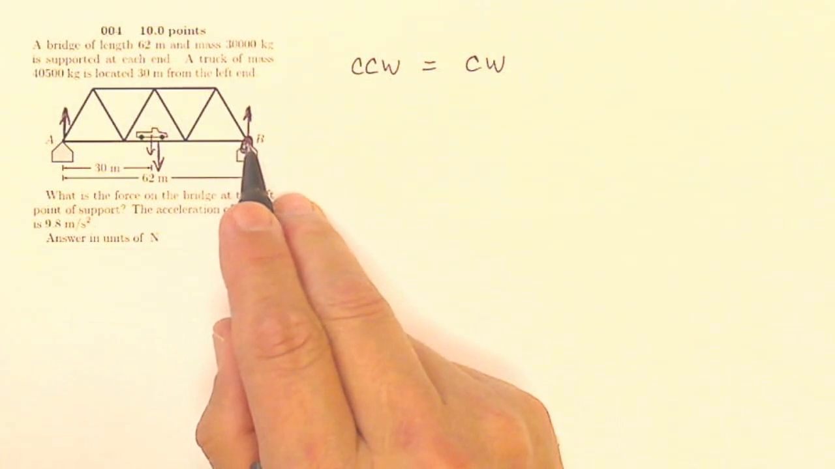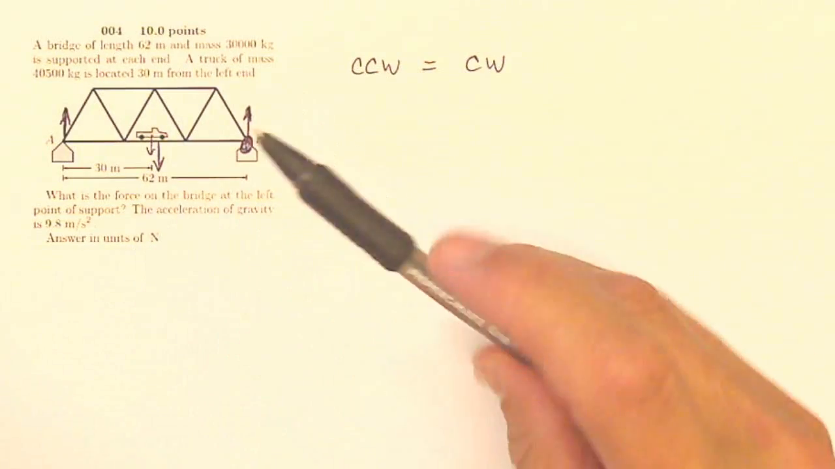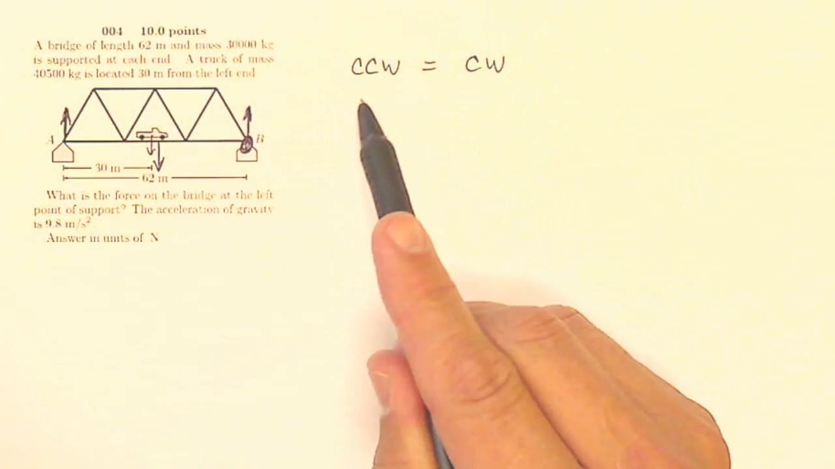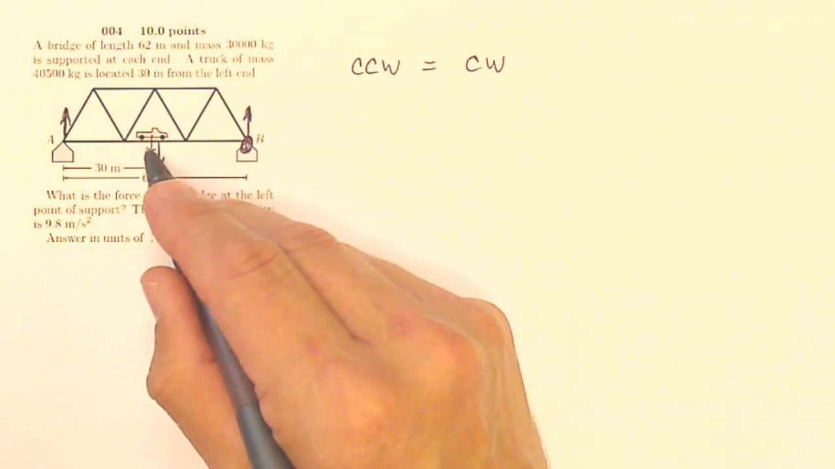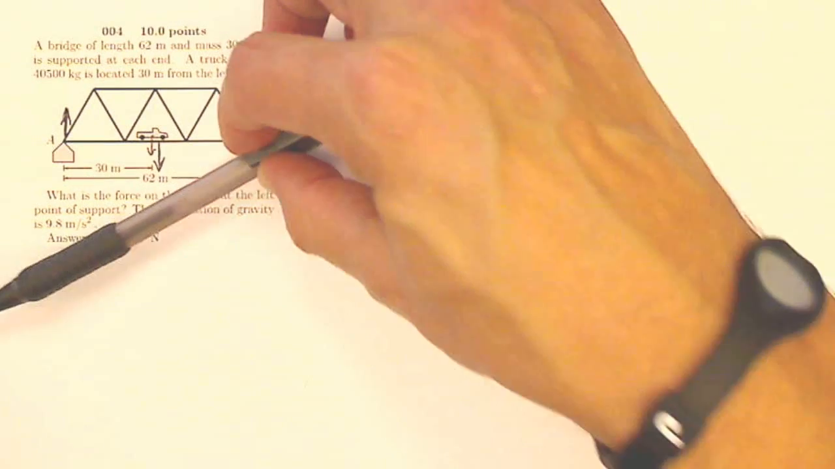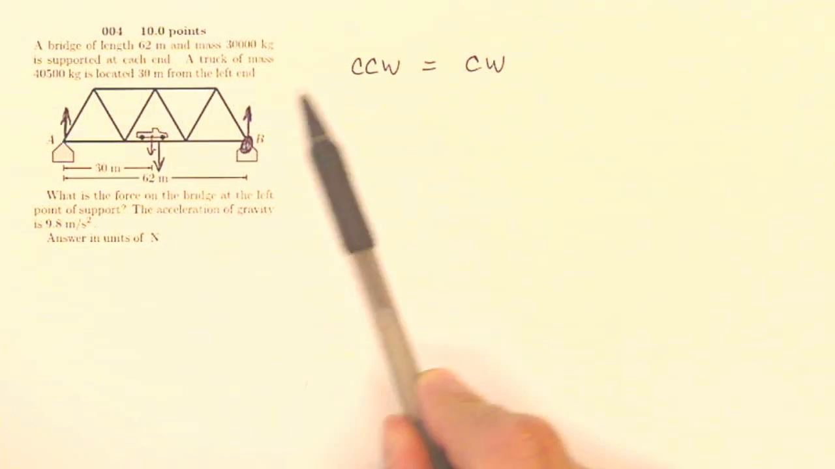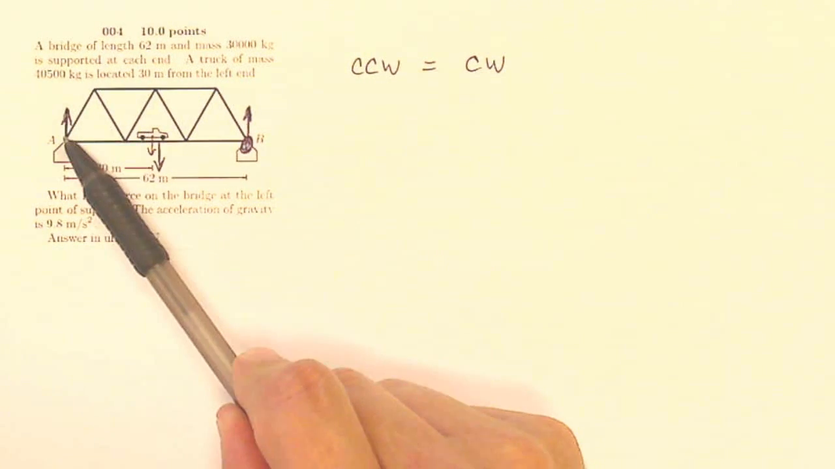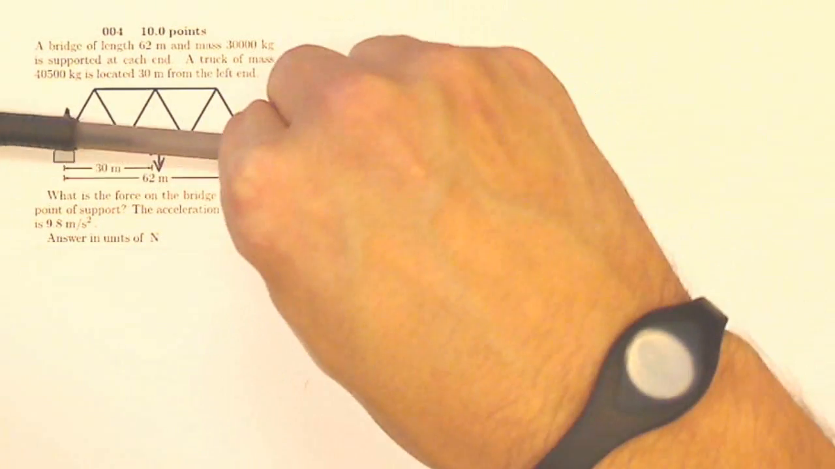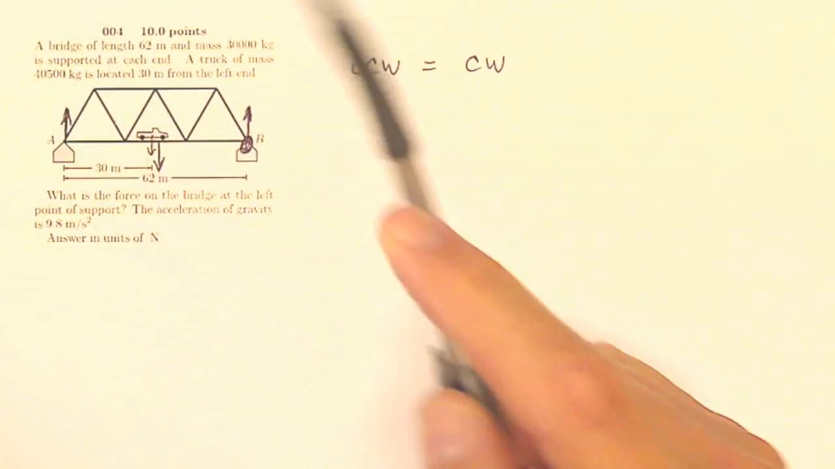So around this point, the force of the bridge would be pulling down that way. So that's counterclockwise. The truck would pull the bridge around that pivot point also counterclockwise. So the truck is also going to be a counterclockwise force. And then A, if I think of where B is, A is pulling up. So that would cause the thing to twist this way. So that would be a clockwise force.